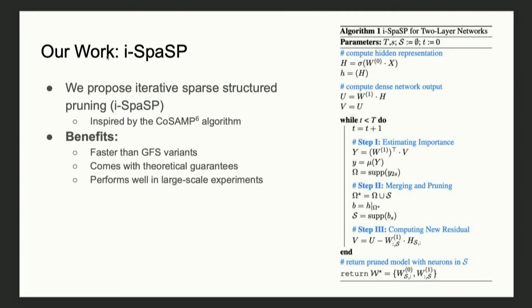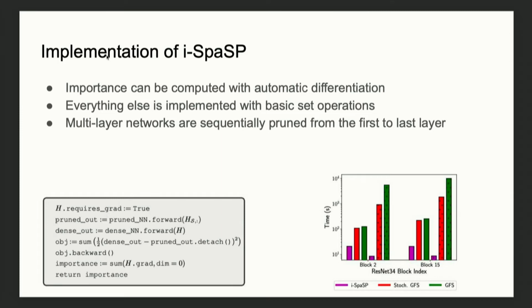The benefit of this is that it's a lot faster than the greedy forward selection variants. It comes with similar theoretical guarantees, and it performs well in large-scale experiments. If we want to understand why it's more efficient, the basic reason is that the importance metric we're using is basically a loss function. Our loss function is the L2 distance between the output of the sparse network and the output of the dense network. And then we can use this to compute the importance of neurons or filters. This is super easy to compute because we can do it with automatic differentiation. So you can do this for convolutional neural networks, feed-forward neural networks, transformers, whatever. Because you're using automatic differentiation, it's all the same, and it's always pretty efficient to compute.